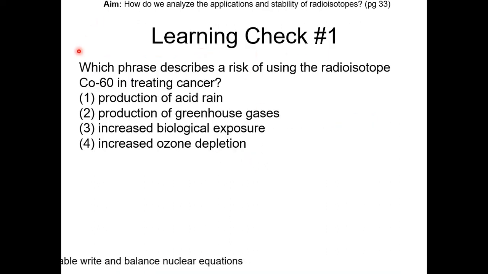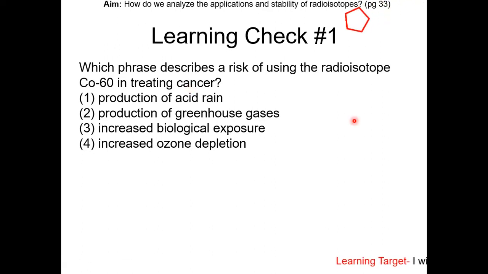Learning check number 1. Which phrase describes the risk of using radioisotope Co-60 in treating cancer? Pause the video and resume once completed. The answer is choice 3, increased biological exposure. To treat cancer, you must be exposed to the radioisotope.